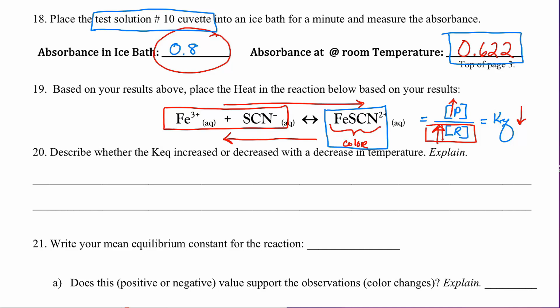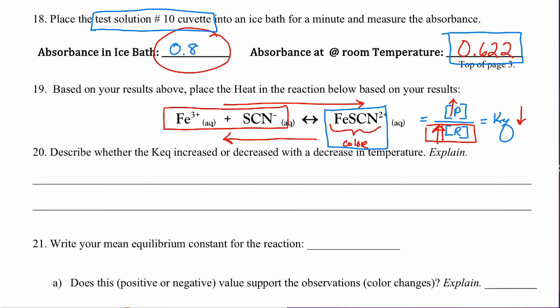We also observed that as the cuvette was warming, the absorbance was dropping. And both of those observations support the same change in the equilibrium constant, or shift to this equilibrium, that both support whether the forward reaction is endo or exo. So that piece of information, both support that. So we can go on and do number 20.